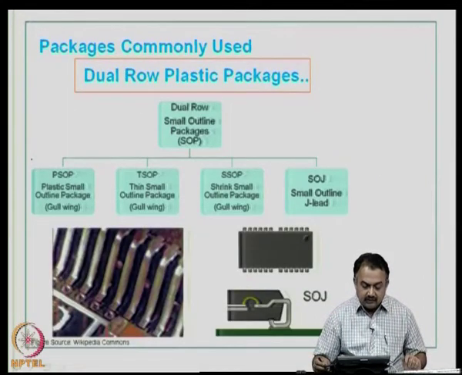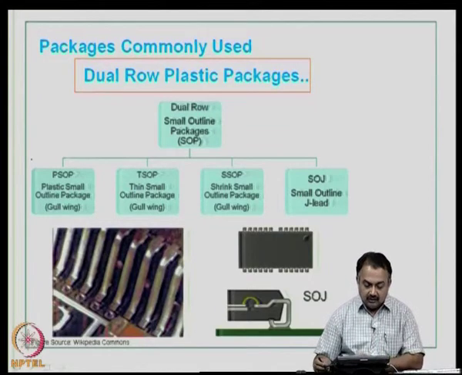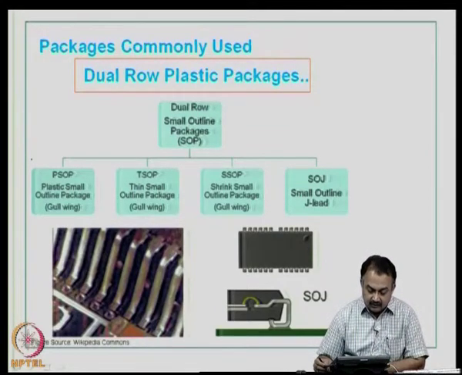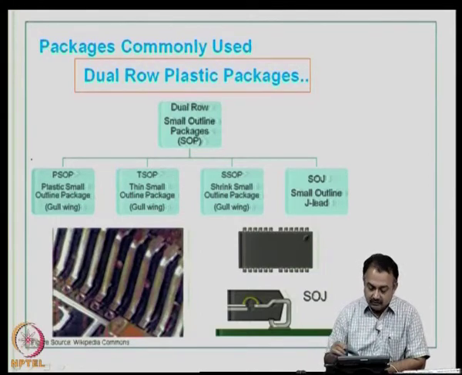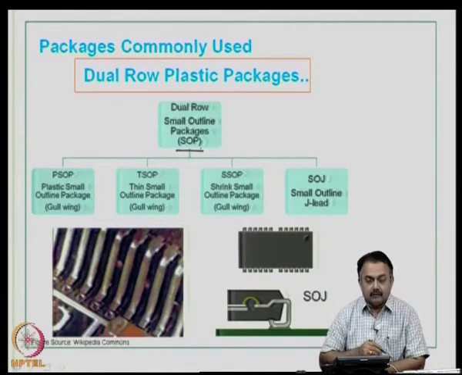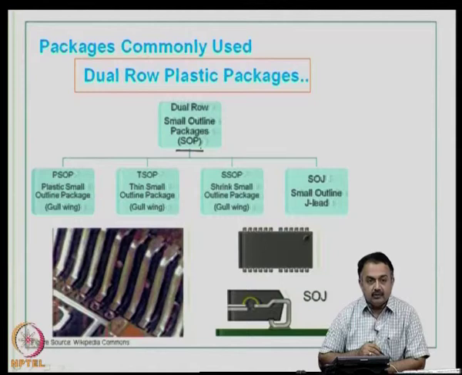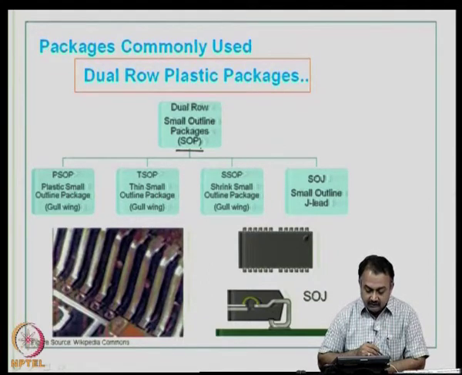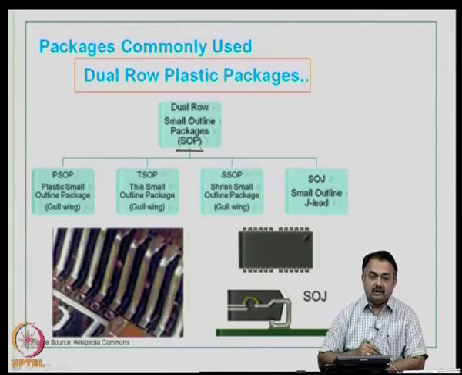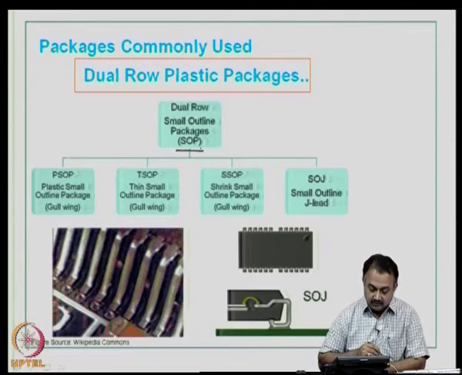The next set of packages that we would be interested in is the small outline packages, known as SOP. In this, you have different classifications again. One is the PSOP, plastic small outline package. Then you have a thin small outline package. Then you have SSOP, shrink small outline package, and SOJ, small outline J leaded. So, all of them are not the same, as the term and the expansion of these terms indicate.